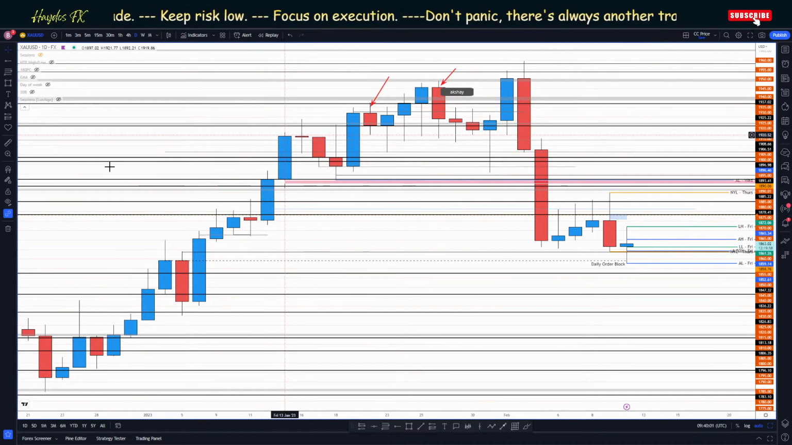And that you can say is an order block also. I have marked this zone. On 1 hour, we have this order block. Move to the upside a bit.